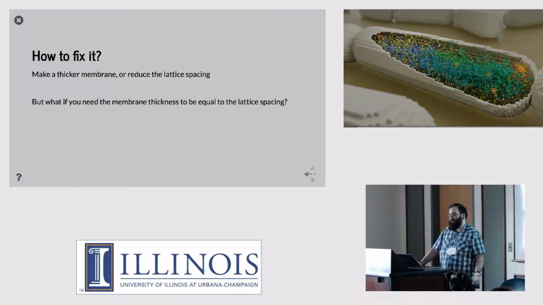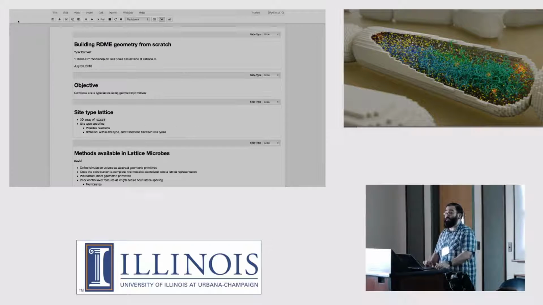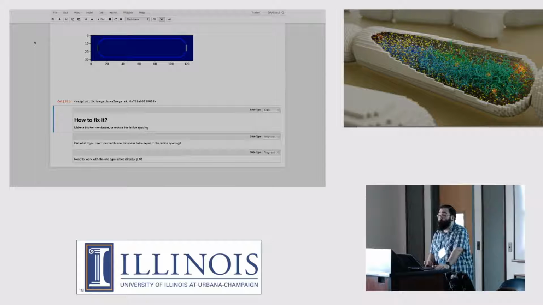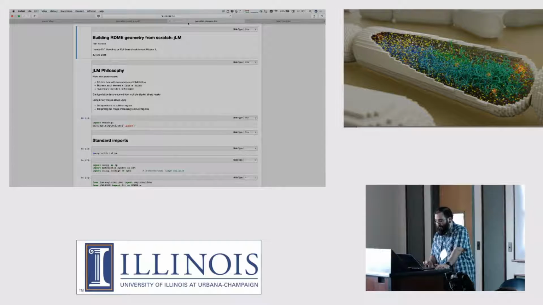But there are cases where you need a specific membrane thickness, or you can't make the cell larger than you're already at the limits of what you can simulate in a reasonable amount of time, so you can't really make the lattice spacing finer. So the way that I came up to fix this is dealing with the site type lattice directly in JLM. Any questions on how to do this with PyLM? All right, let me switch over to JLM.